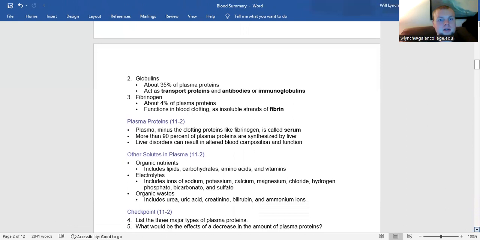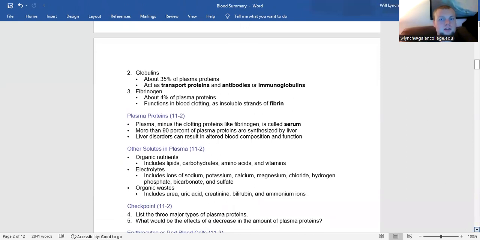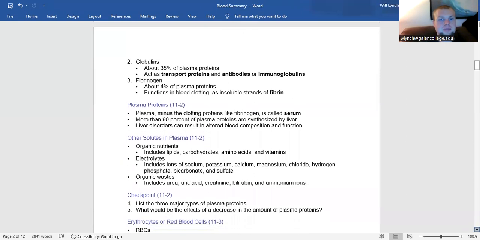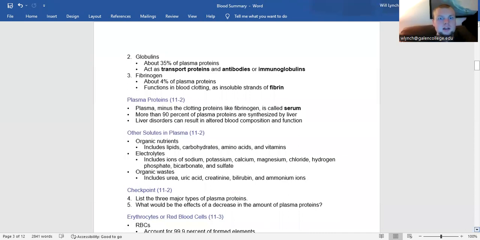Plasma proteins, right? The plasma proteins are going to be what is making up the serum. The plasma, if we take away the clotting proteins, the fibrinogen, is called serum. So without the ability to clot, the plasma of the blood is just known as the serum of the blood. Most of our plasma proteins are going to be synthesized in the liver. We get about 90% of those synthesized in the liver.